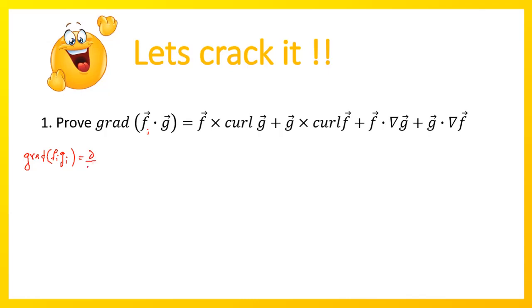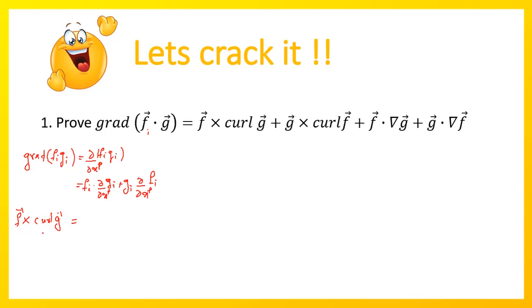Therefore, the gradient should take another index, say xp. So, the derivative is taken with respect to xp on fi gi. As we have done, we know that it will be fi into ∂/∂xp of gi plus gi into ∂/∂xp of fi. Now let us move on to the next term, that is f cross curl of g.